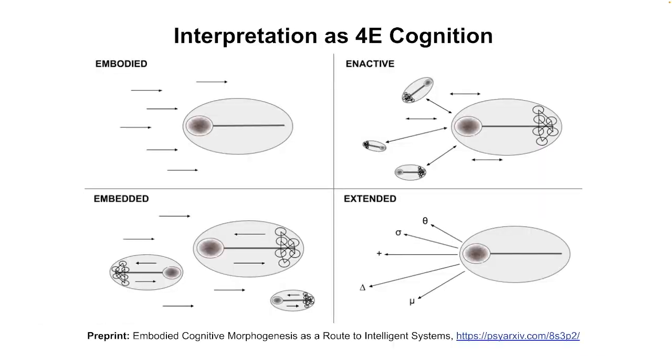Finally, we can look at this from a broader lens as what they call 4E cognition. So we can look at this in terms of embodiment, but also action, embeddedness, and extended cognition. And we don't think that embryos exhibit cognition, but we can look at information processing using some of the things from this literature.